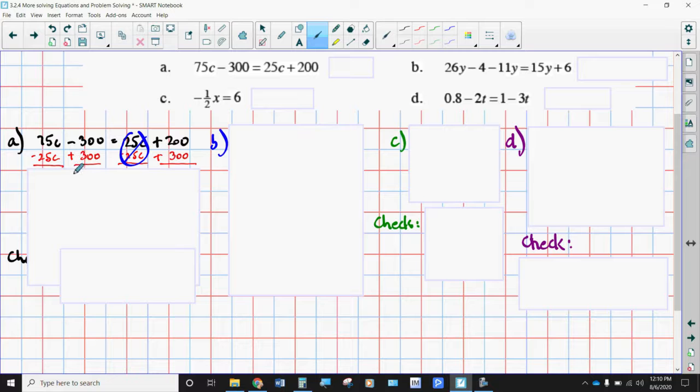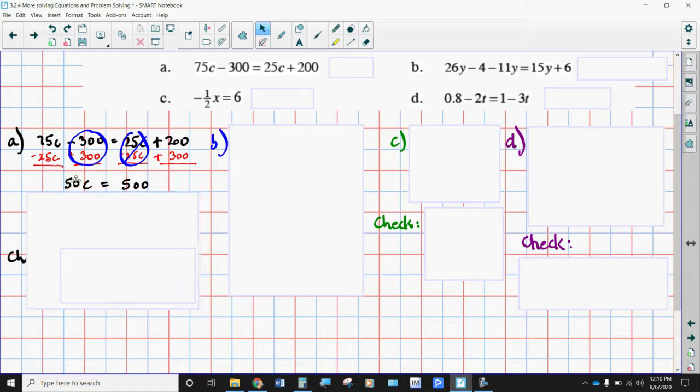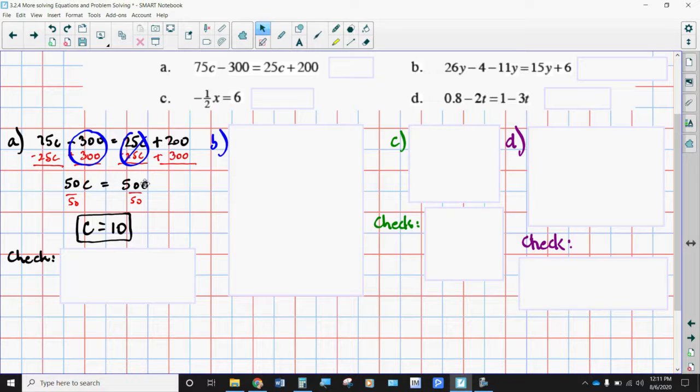Now, I decided to do all this in one step. Since I know I'm going to collect my variable on the left side, that means I'm going to move the constant to the right side. So I've got to clear out this negative 300 there by adding 300. So I've removed balance sets and added balance sets. And what I get as a result is the equation 50c, right? 75 minus 25 is 50. And 200 plus 300 is 500. So 50c is equal to 500. Now, what number do you multiply times 50 to give you 500? That would be 10, correct? Because we'll take and divide both sides by 50, and 500 divided by 50 is equal to 10.